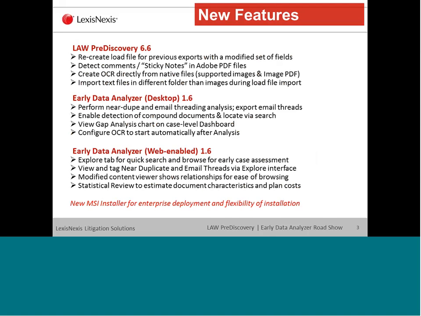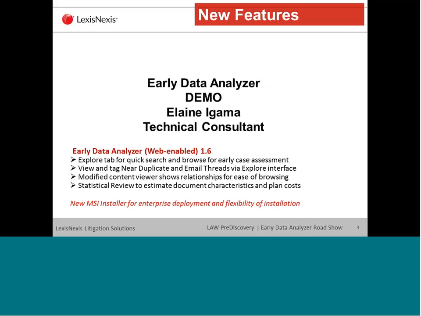For the Early Data Analyzer web portion, we now have an Explore tab to be able to do some quick search and browse for some early case assessment. You can also view and tag the near duplicate and email threads via that same Explore interface. There's a modified content viewer that allows you the ability to show relationships for ease of browsing. And then lastly, we have statistical review to estimate document characteristics and also the ability to plan costs via that feature as well.